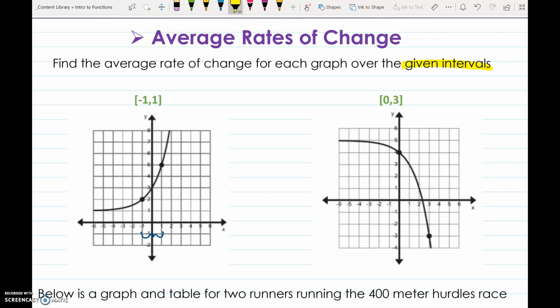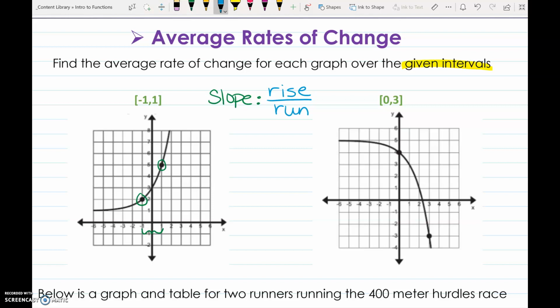So the first one says from -1 to 1. Now they were super nice and they already identified the points when x is -1 and when x is 1. So when we're looking for the average rate of change, we're really looking for the slope. Does anybody remember what the phrase is to find slope, Jack? Rise over run. Okay, so once we identify 2 points that we want to find the slope or the average rate of change for, we're just going to use rise over run.